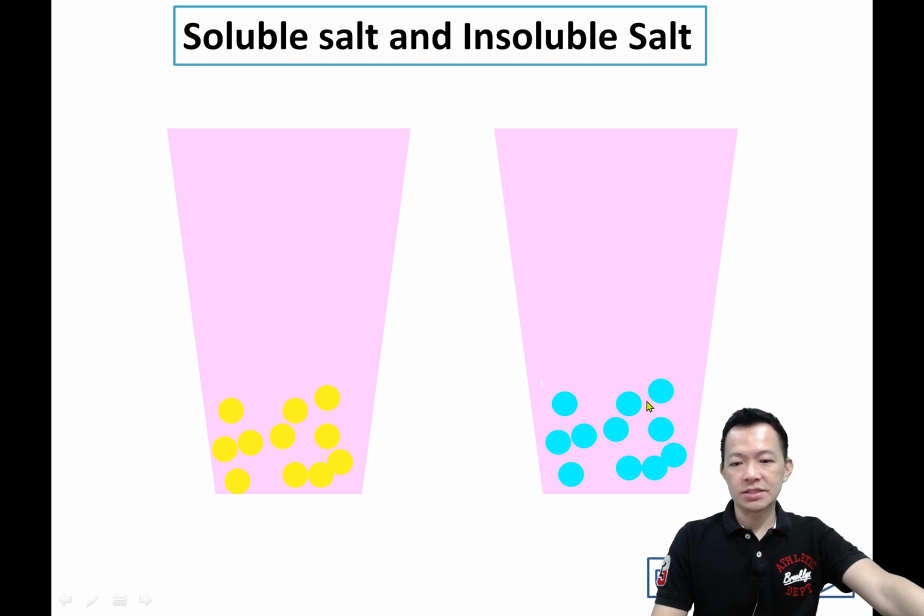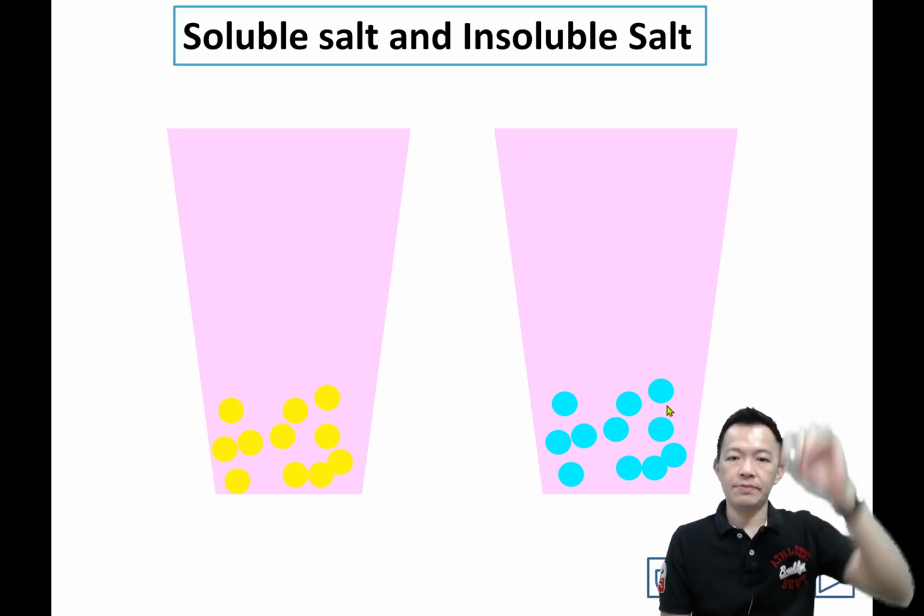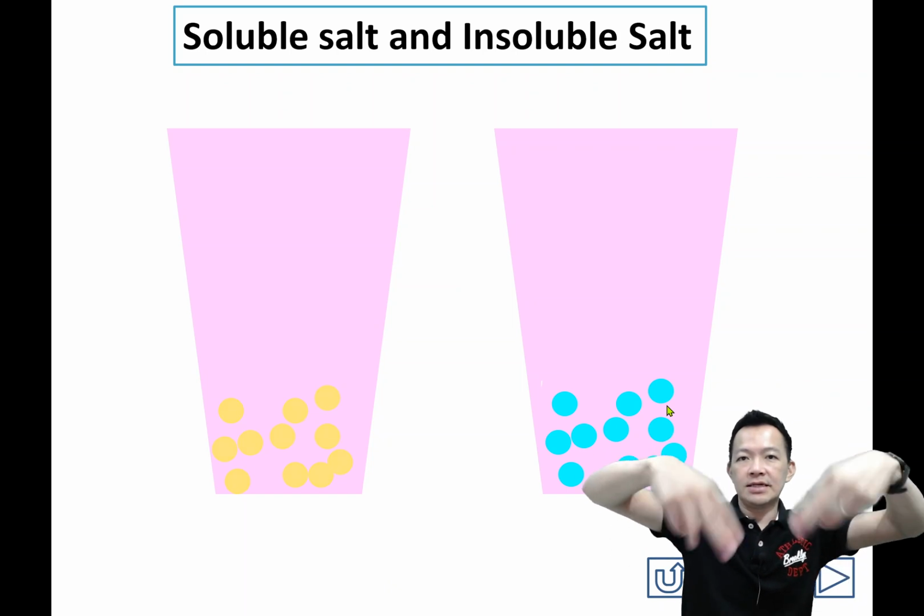One is called yellow, one is called blue color salts. But can they dissolve in water? 能溶解在水吗 I don't know. So now I pour some water. 我倒一点水下去。And after this, I stir.